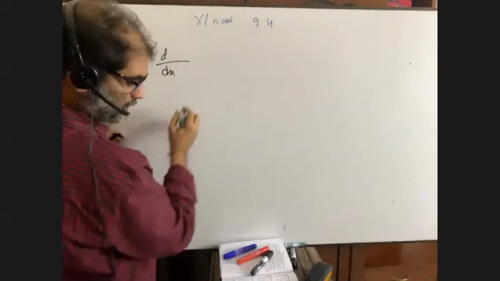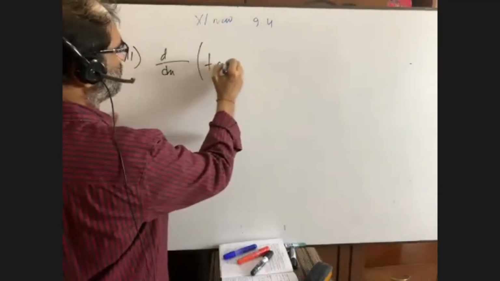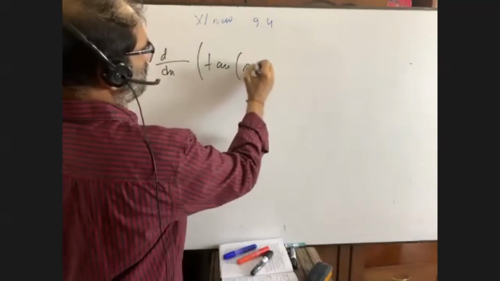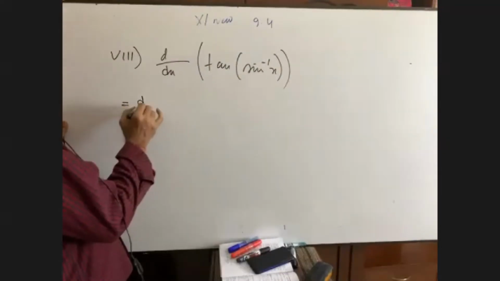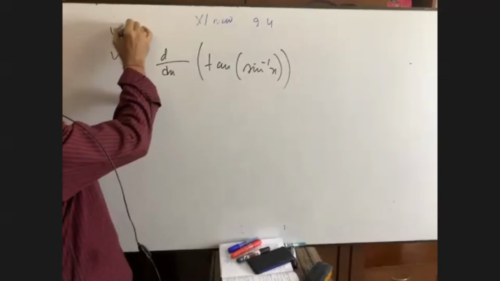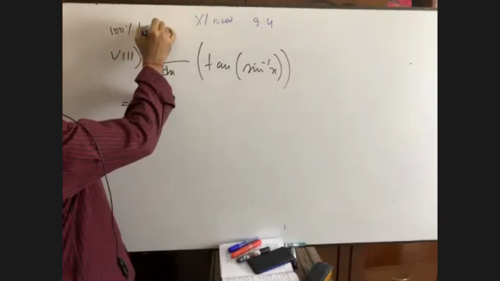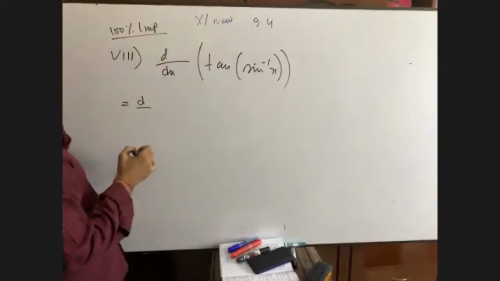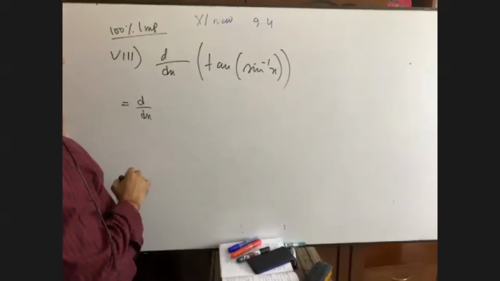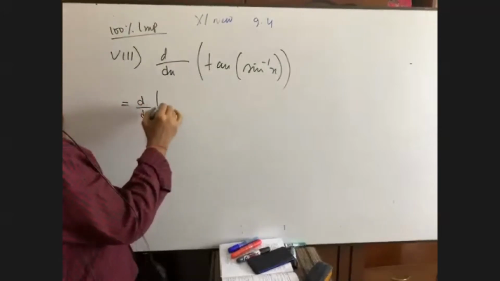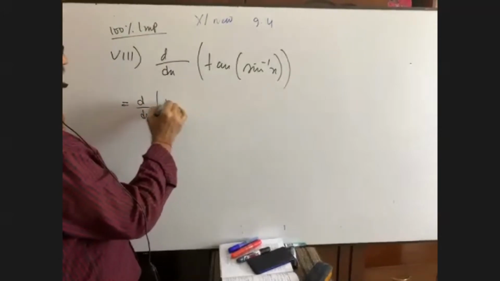d by dx. Okay, do it. D by dx, 100% is important math. D by dx. Okay. 10. Write down 10. Very good.